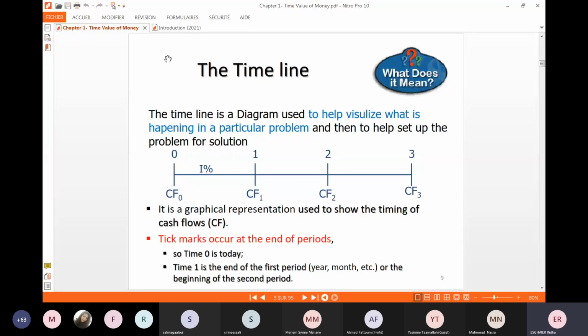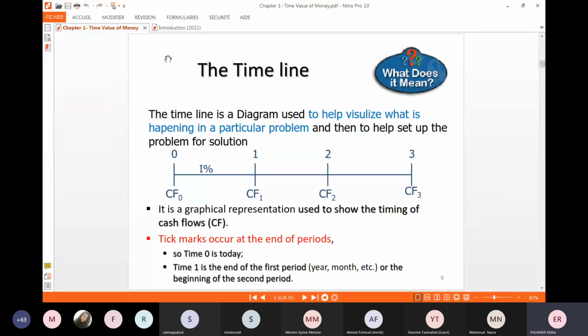When we say cash flow, we mean an amount of money that we will invest or that we will receive. We call it cash flow. The cash flow could be an outflow of money or an inflow of money. Here we will not focus on the sign of the cash flow. We will say a cash flow is an amount deposited at a particular date or received at a particular date.